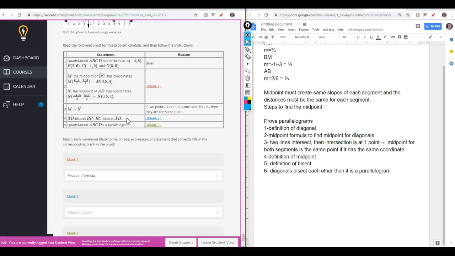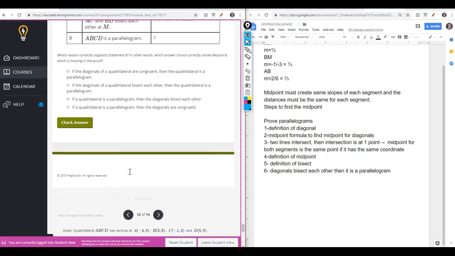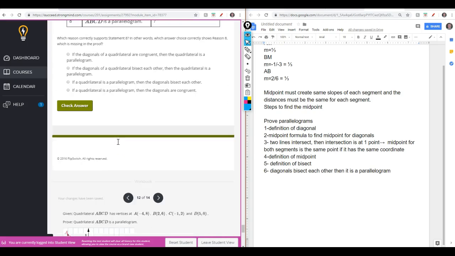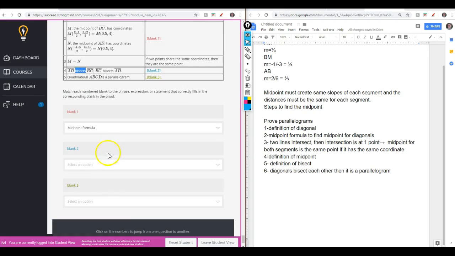What came before that was that I'm going to compare this because I'm not sure if it's the definition of the midpoint or the definition of bisect. I'm leaning towards definition of bisect because right here it states bisect. So I'm going to scan up to my example and just see, okay, well with definition of midpoint, they had congruent segments, and with definition of bisect, they just stated that each segment bisected each other. So I'm going with definition of bisect.